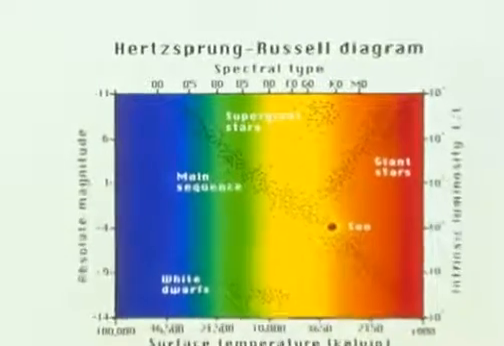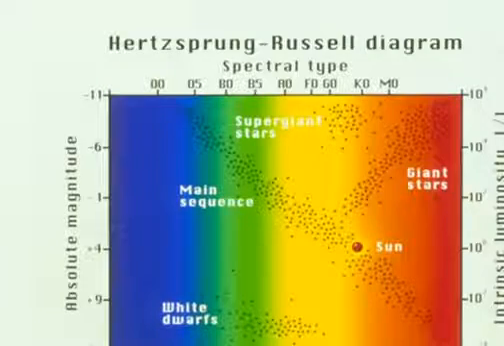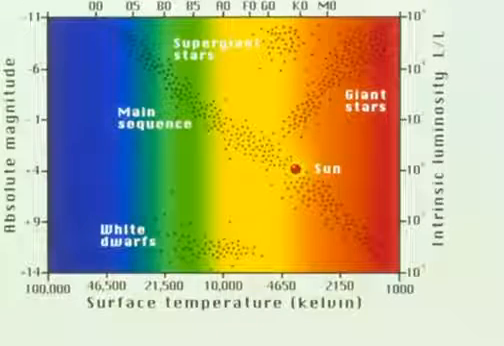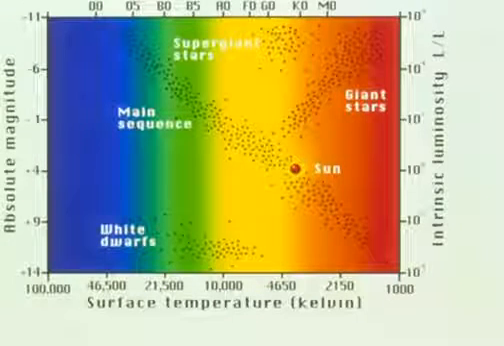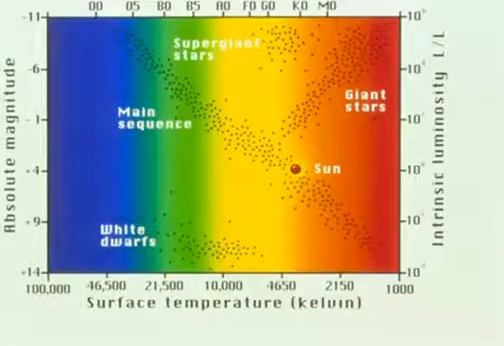At the top left, you have very big, very bright stars, stars that also have high surface temperature. At the bottom right, you have smaller, less bright stars with lower surface temperature. That's the main sequence, this diagonal band.